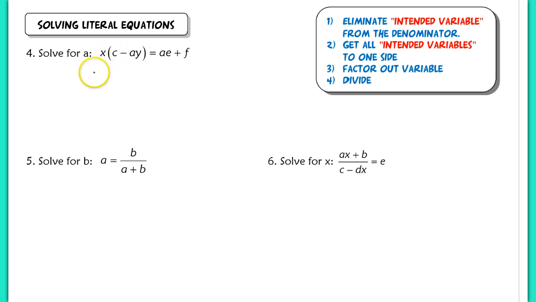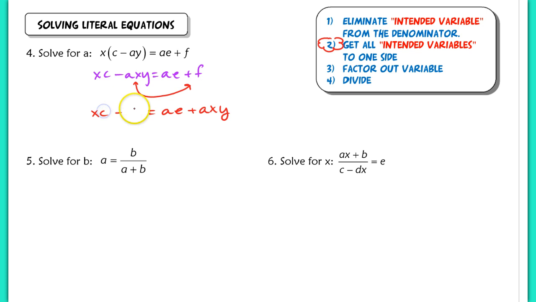So what we're going to do first is just distribute. So we have xc minus axy is equal to ae plus f. So my next step here is to try to get the variables to one side. It really makes no difference how you choose to do it. I would probably move this to the right-hand side just so it becomes positive, and I can move that f to the other. Okay, so I'm going to add axy here, and I'm going to subtract f from the other side.